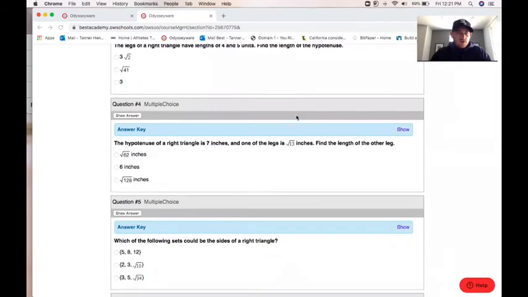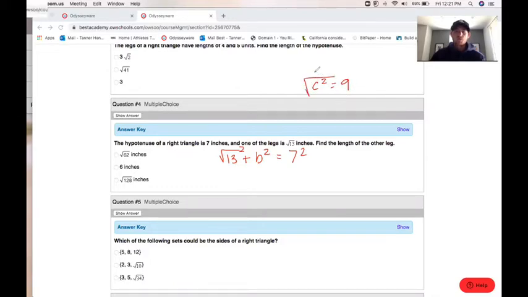Number 4 says the hypotenuse of, so this one is giving us the hypotenuse. So instead of a squared plus b squared equals c squared, it's still the same thing, but now we don't know one of the legs. So one of the legs is the square root of 13 plus we don't know one of them, so we'll just say b squared equals 7 squared. This should be the square root squared. So when we do, just like how we do c squared equals 9, if we do the square root or the radical over it, they cancel out, and we're left with just c equals 3.